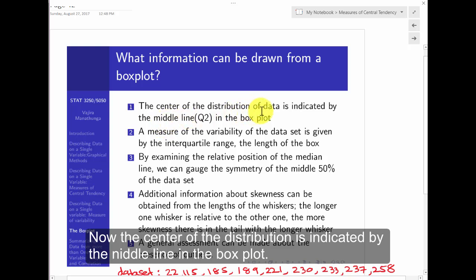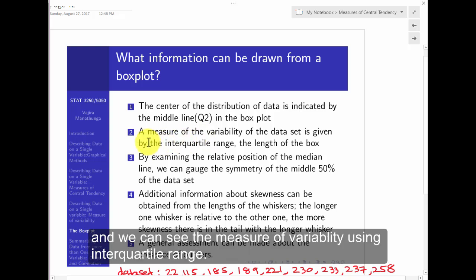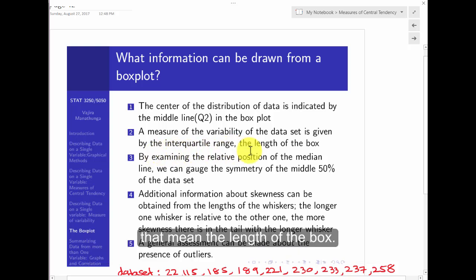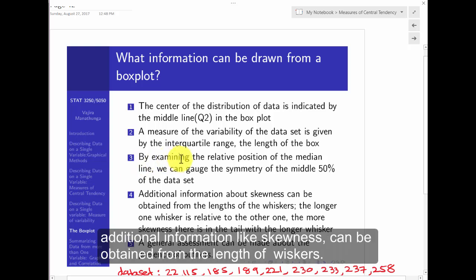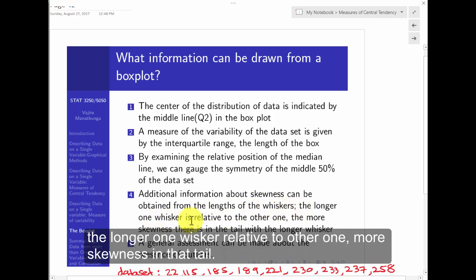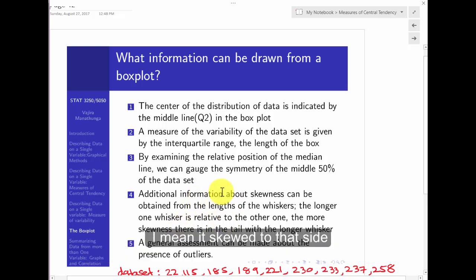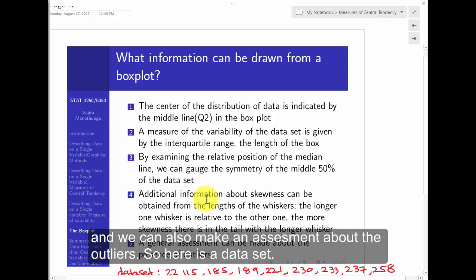Now the center of the distribution of data is indicated by the middle line in the box plot. And we can see the measure of variability using the interquartile range, that means the length of the box. And additional information like skewness can be obtained from the length of the whiskers. The longer one whisker is relative to the other one, the more skewness is in that tail. It's skewed to that side. And we can also make an assessment about the outliers.